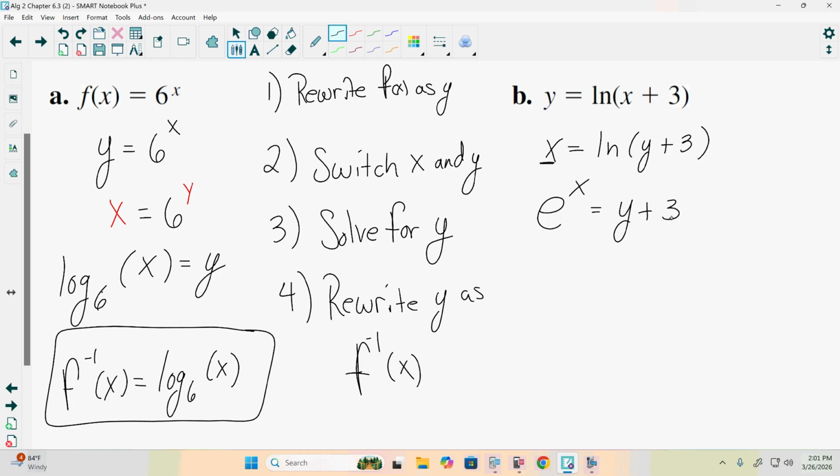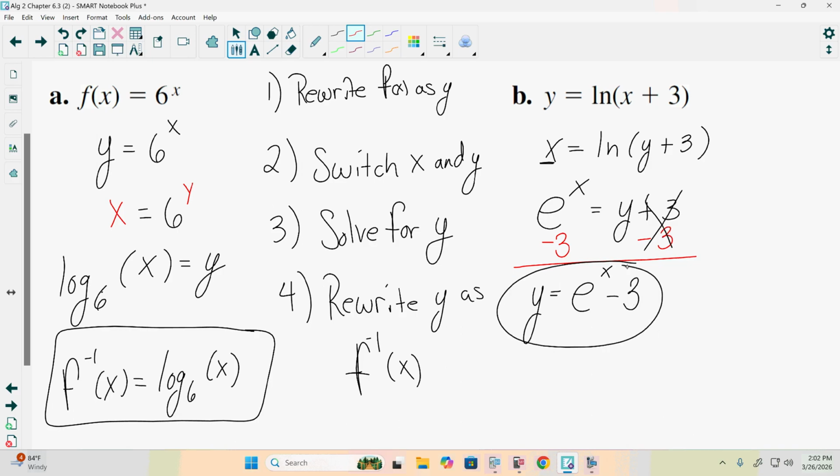Is y by itself? No. So we need to get it by itself. And to do that, we can subtract 3 from both sides. 3 and negative 3 cancel, or 3 minus 3 simplify out, leaving us with y equals e to the x, and 3, are they like terms? No. So we just get e to the x minus 3. Y is by itself, so we are done. We don't have to write it in function notation because it did not start in function notation.